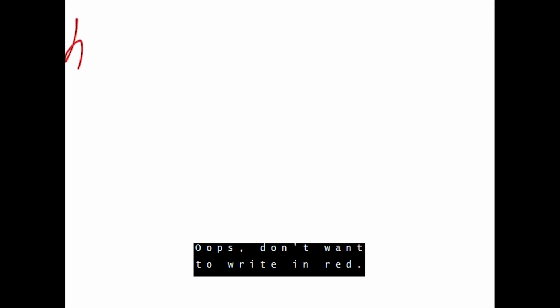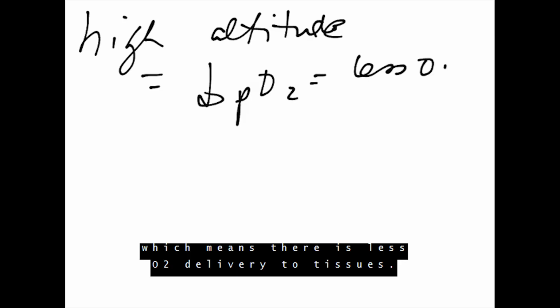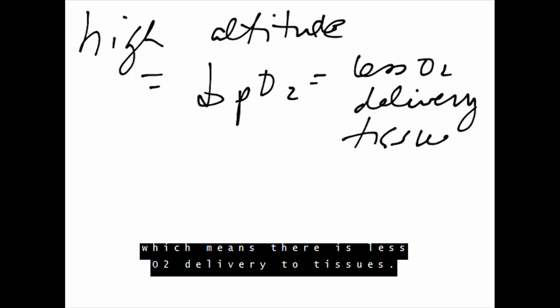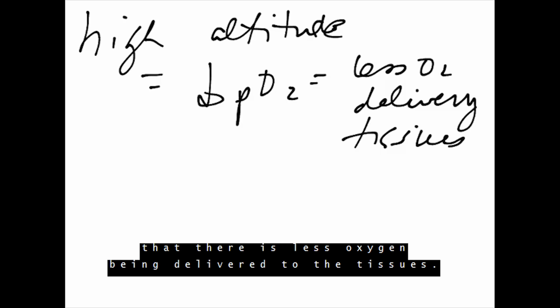So high altitude has a lower oxygen pressure, which means there's less O2 delivery to tissues. And so what that means is that there's less oxygen being delivered to the tissues. We need a way to get hemoglobin to unload it better.